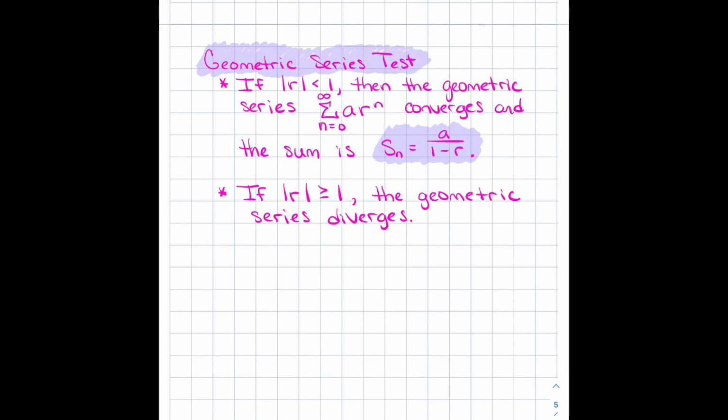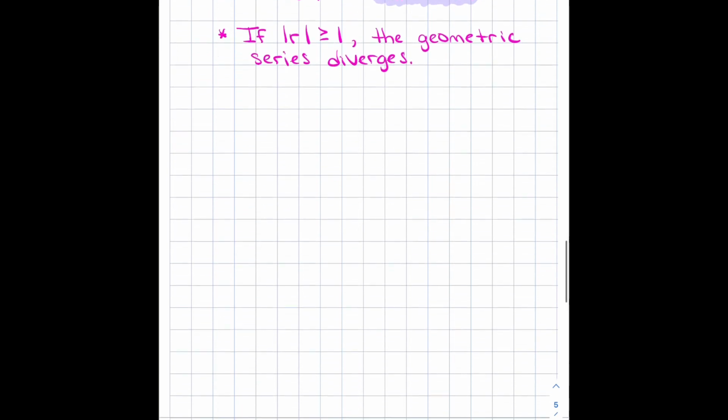So these are literally in the order that I would check as well. First thing I would check, make sure the terms are getting smaller. If not, we can say it diverges. Second thing, is this in the form of a geometric series? If so, check r. If r is less than 1, we can say for sure it converges, and we can find the sum. Greater than or equal to 1, it for sure diverges.